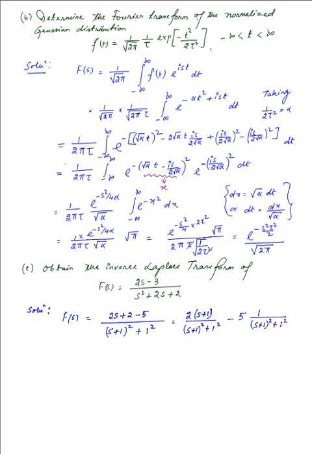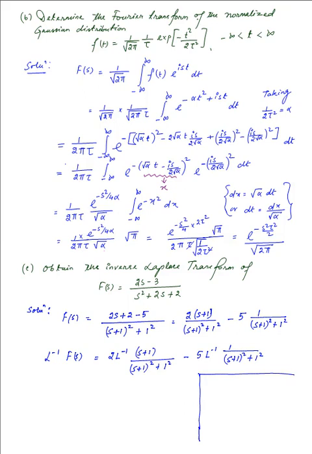Well, if we are to take the Laplace inverse of this, the Laplace inverse of F(s) is going to give us the Laplace inverse of, we can take the 2 outside, (s plus 1) over (s plus 1) squared plus 1 squared, minus 5 times the Laplace inverse of 1 over (s plus 1) whole squared plus 1 squared. Now this is of the form where I'm providing you with the form over here.